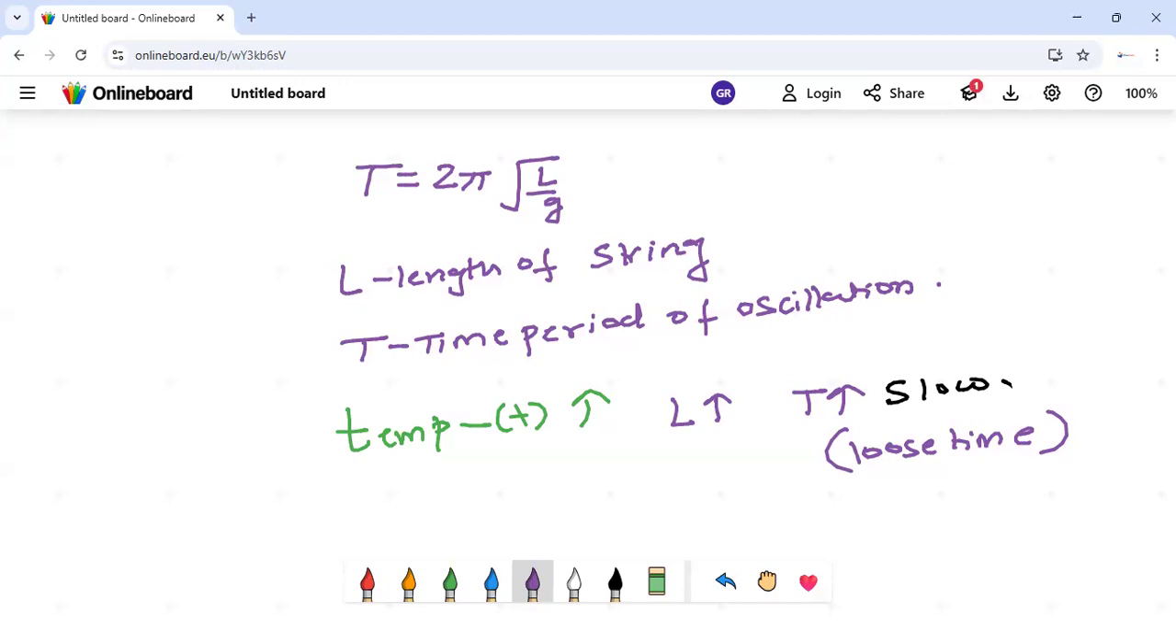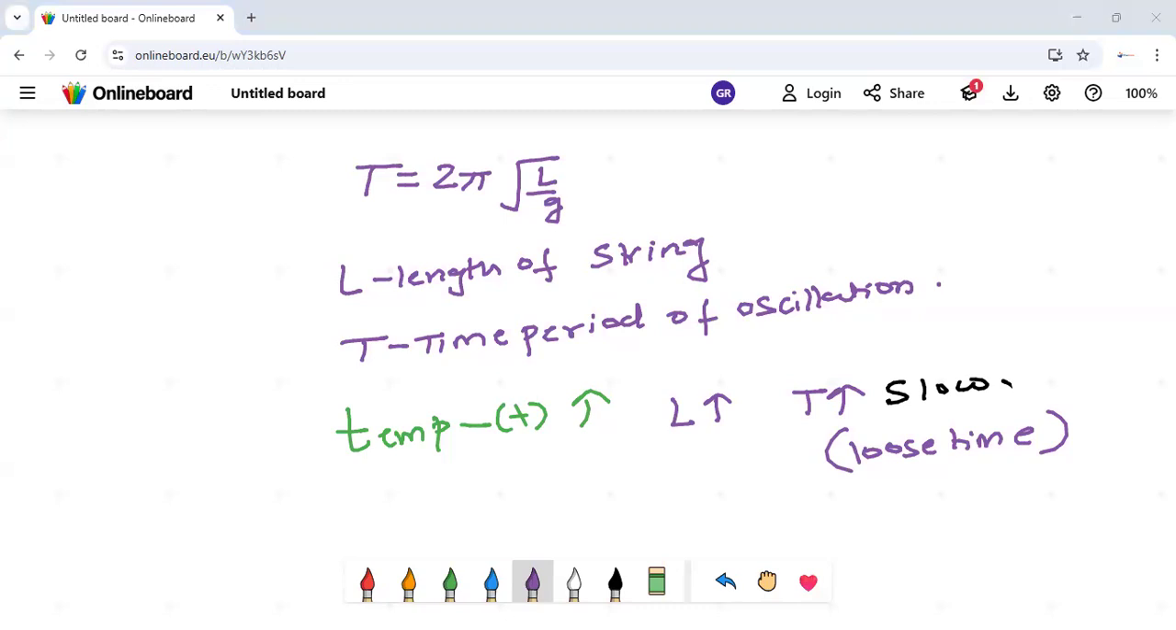Are you getting my point? What you are counting as 60 seconds is not 60 seconds, it is more than 60 seconds, so you have lost time. Is this point clear to everyone, how the pendulum loses time when the temperature increases?